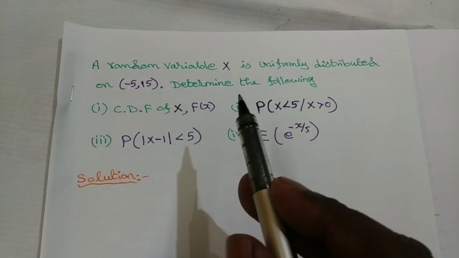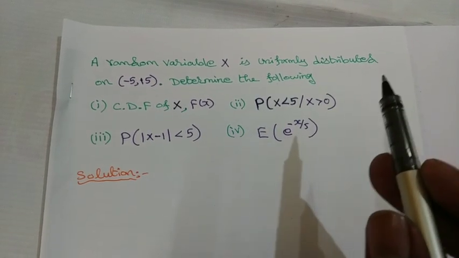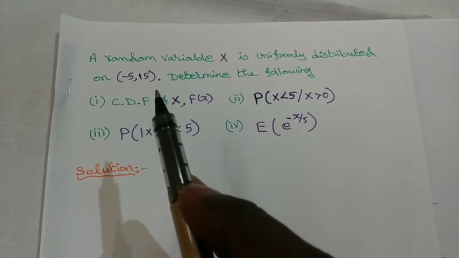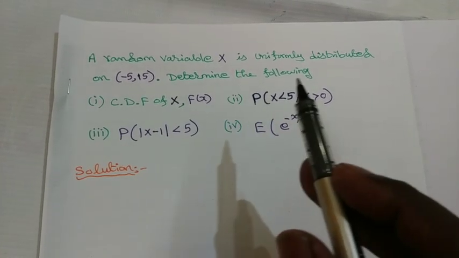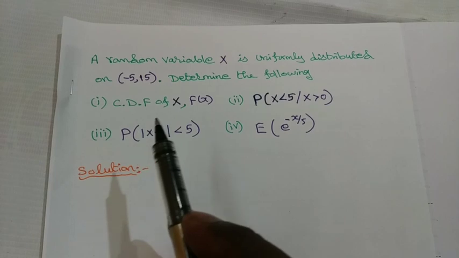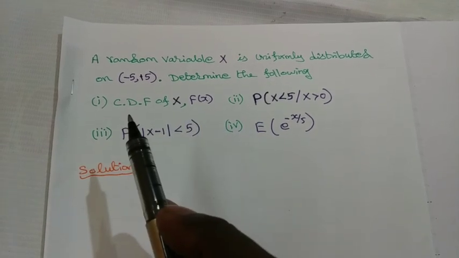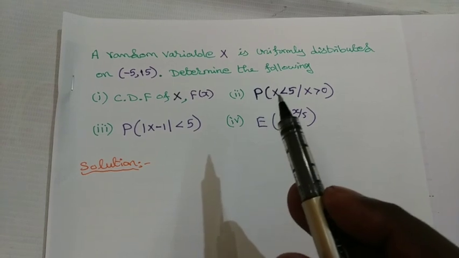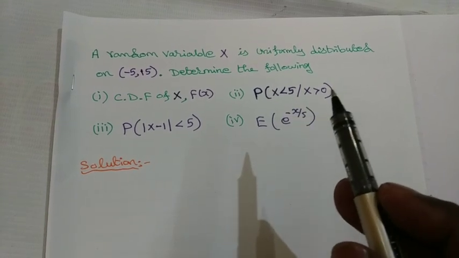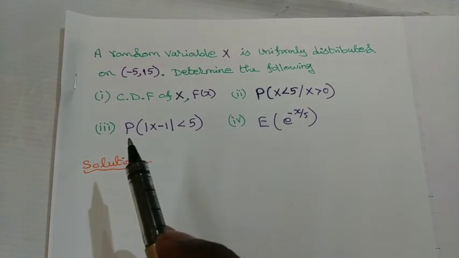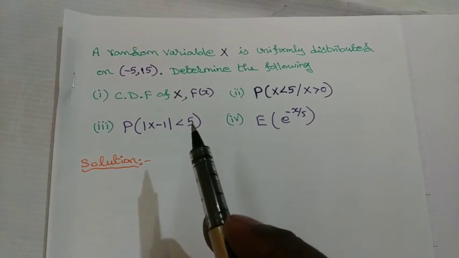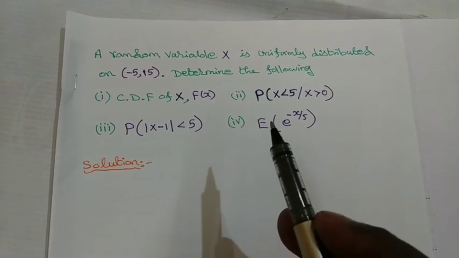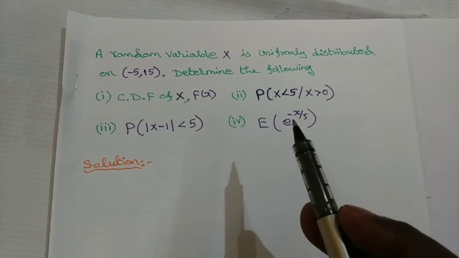A random variable capital X is uniformly distributed on -5, 15. Determine the following: the CDF of x and f of x. That is, CDF means cumulative distribution function. Next, P of x less than 5 given x greater than 0. P of modulus x minus 1 less than 5. The last one, E of e power minus x by 5.